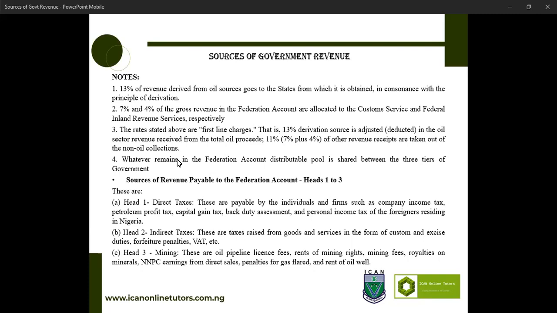CRF. What is that CRF? The CRF is the federal government account.